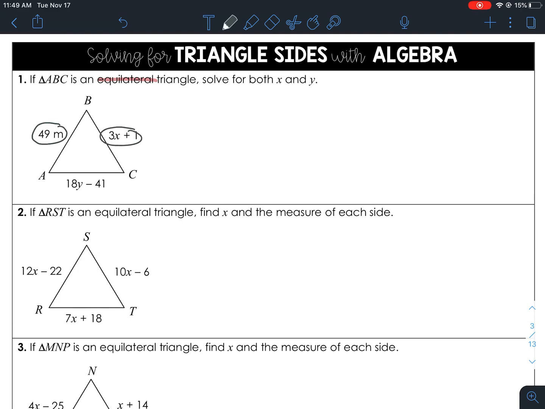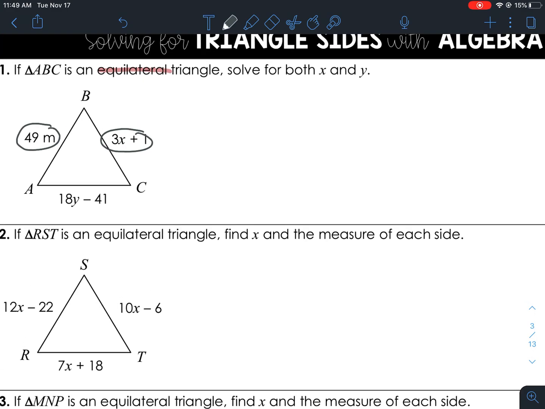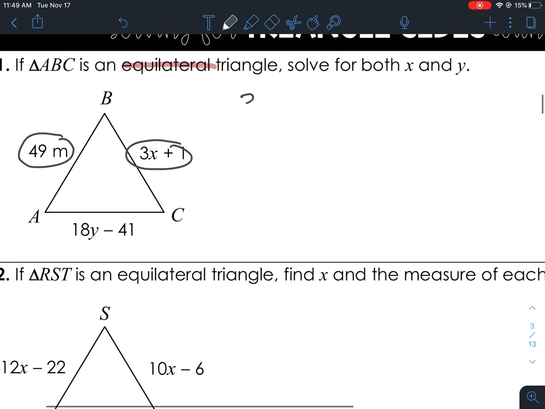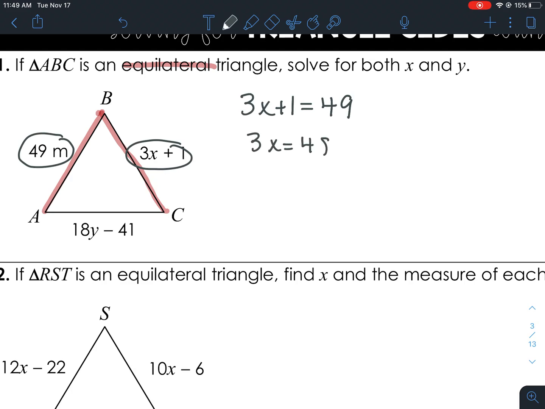So I'm going to set these two sides equal first. So I have 3x plus 1 is equal to 49. Once again, this side is the same length as this side. So they're equal. So I'm going to subtract 1 from both sides. That gives me 3x equals 48. Divide both sides, so I get x equals 16.